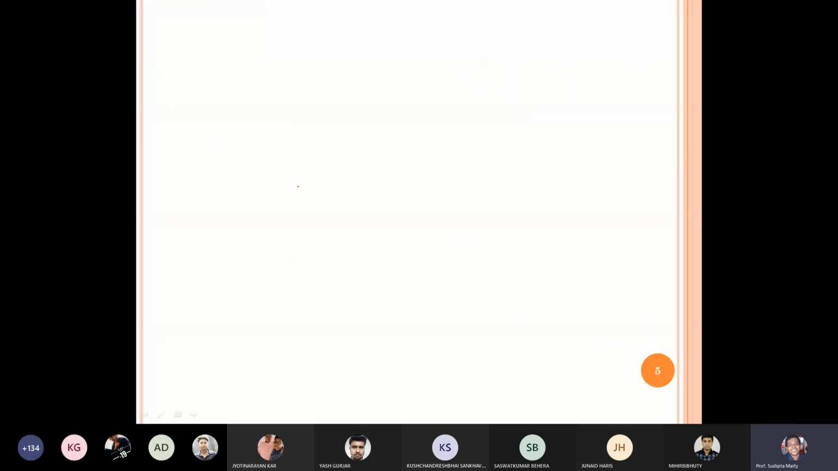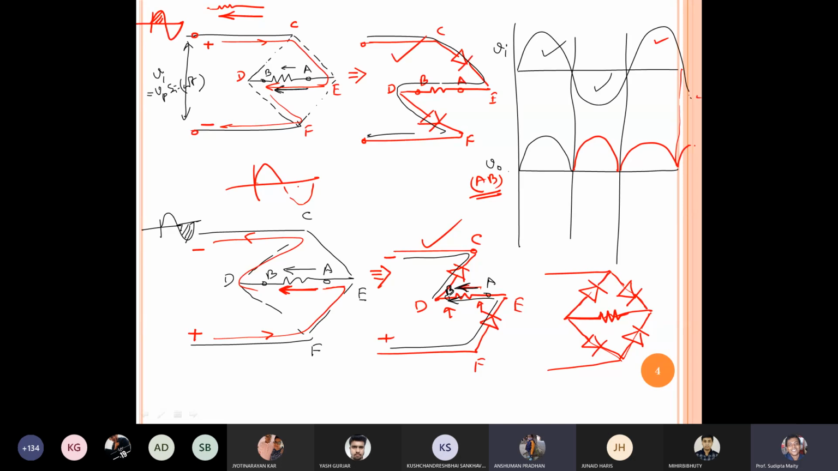Sir, why do we use diodes here two times? For each case, two diodes. Why two diodes? We have 4 diodes over here, na?